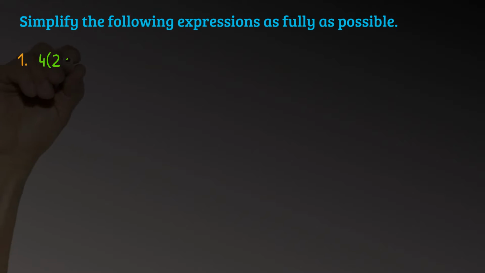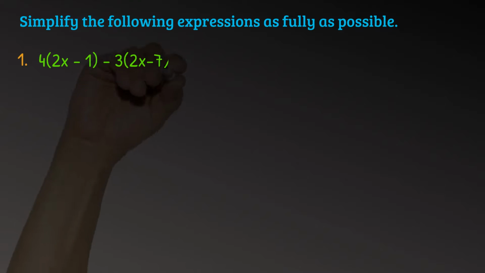Now, to simplify an expression, we want to combine like terms together. So the first thing we want to do is to multiply out the brackets.